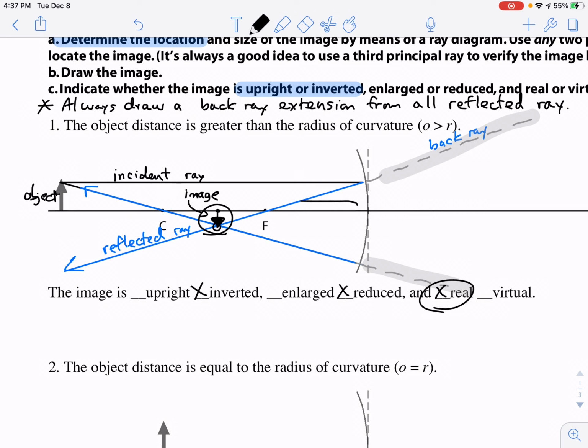Real images always happen in front of the mirror. Real images also happen by the intersection of reflecting rays. Virtual images happen by the intersection of back rays, which means virtual images always form behind the mirror.